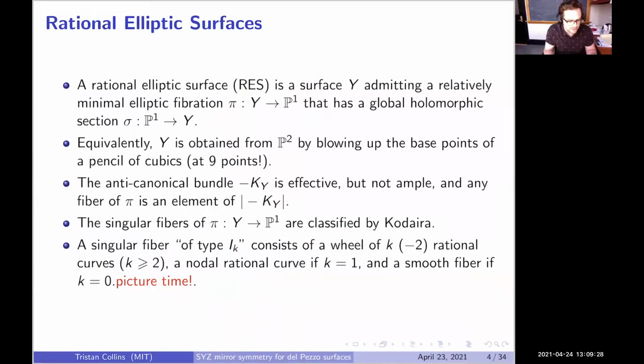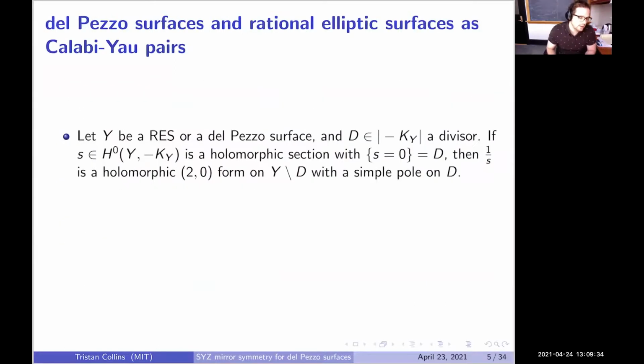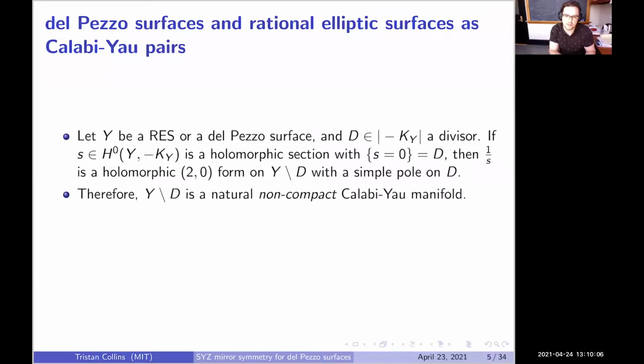Okay, so these are the two main characters that are going to appear in this talk. In either case, if you take a Del Pezzo surface or a rational elliptic surface and you take one of these anti-canonical divisors, then since it's the zero of some anti-canonical section, you can invert that section and you get a holomorphic 2-form, which has a simple pole on the divisor that you've chosen. So in particular, you can think of the complement of that divisor. If you just throw that divisor away, you can think of the complement as a non-compact Calabi-Yau manifold, or surface in this case.